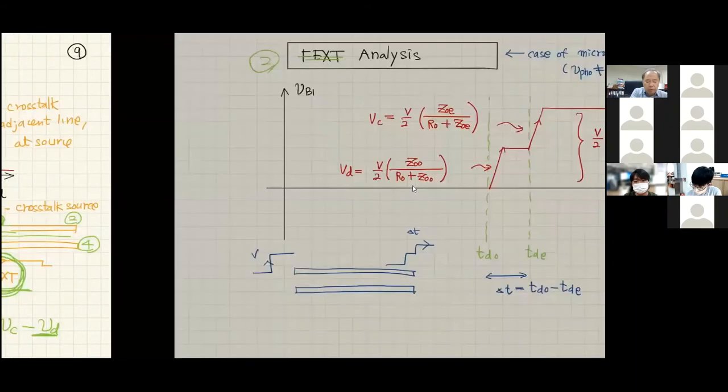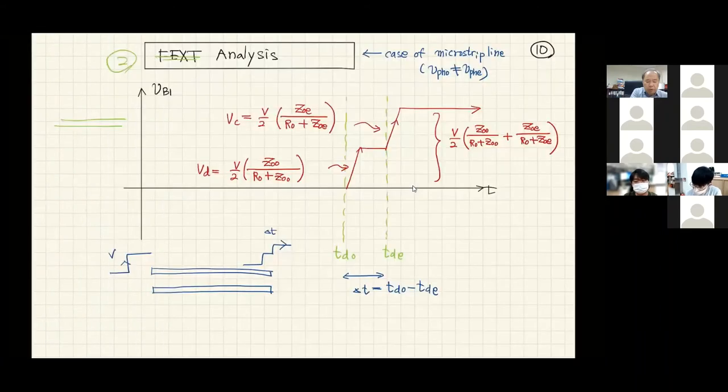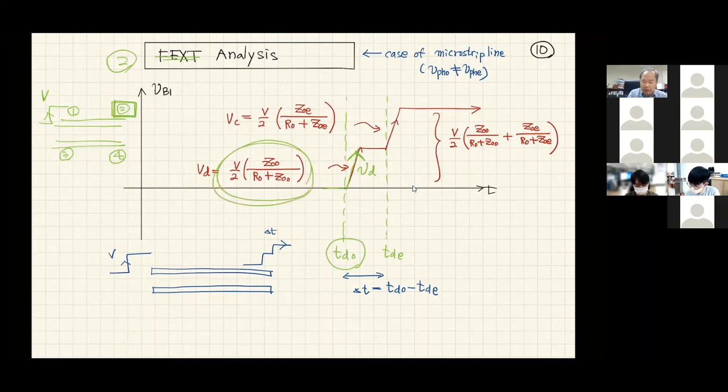Now, we have two lines and we are applying a single voltage step here. We want to obtain the voltage waveform at number one, number two, number three and number four. Right now, I'm going to obtain the voltage waveform at the receiver side. Please remember that odd mode propagation is faster. That means differential mode will arrive first, at the odd mode time delay. And this odd mode voltage will have this kind of waveform. It's slightly smaller than half voltage.